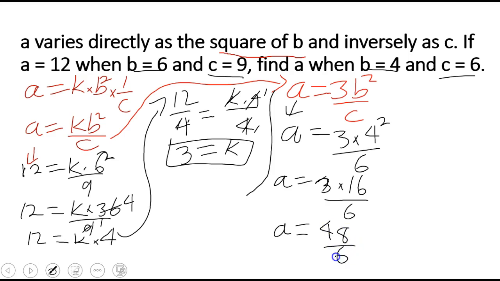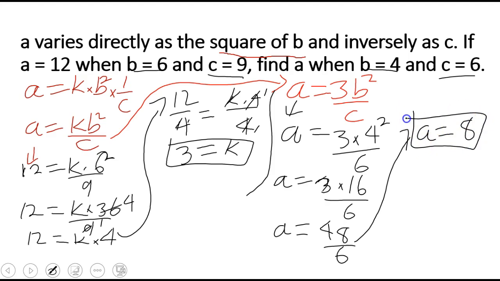48 over 6. So 48 divided by 6 is going to be 8. So A is 8. A is 8 when B is 4 and C is 6. Okay, I hope you get this.